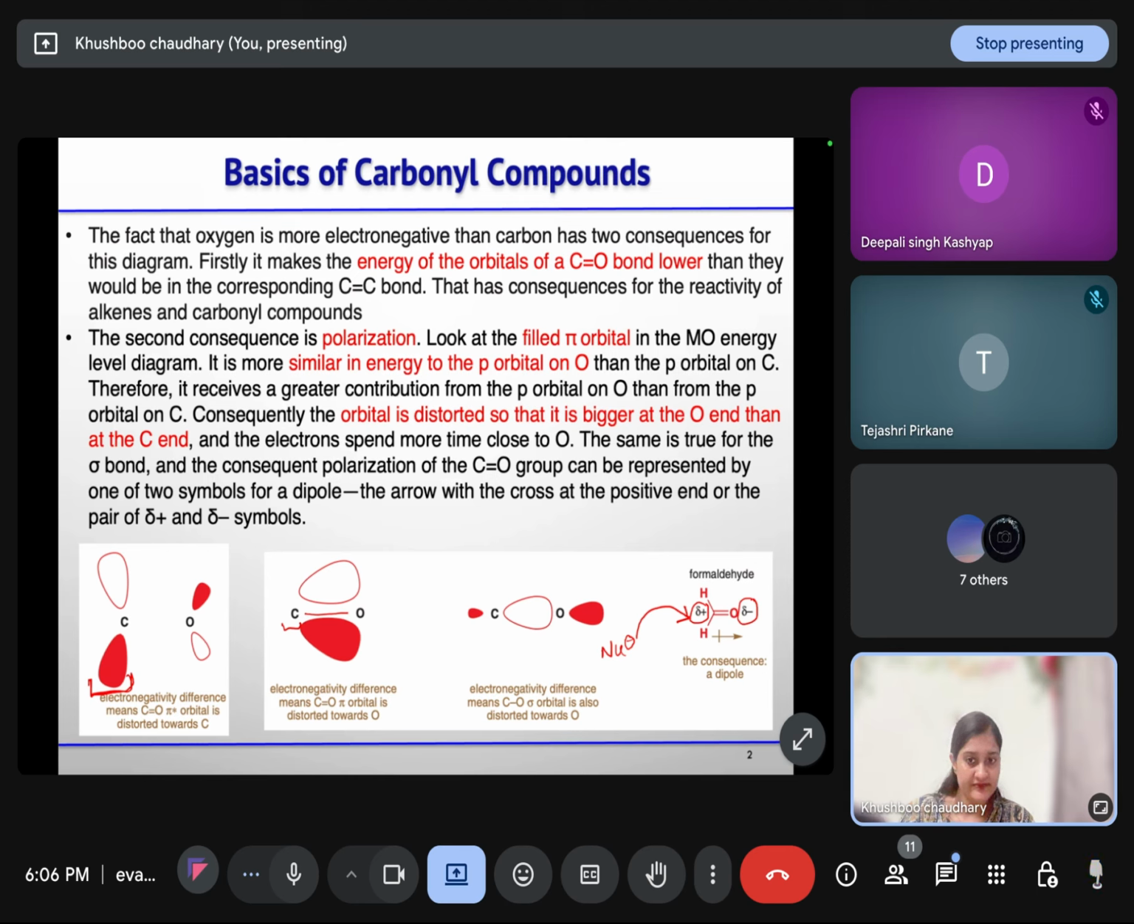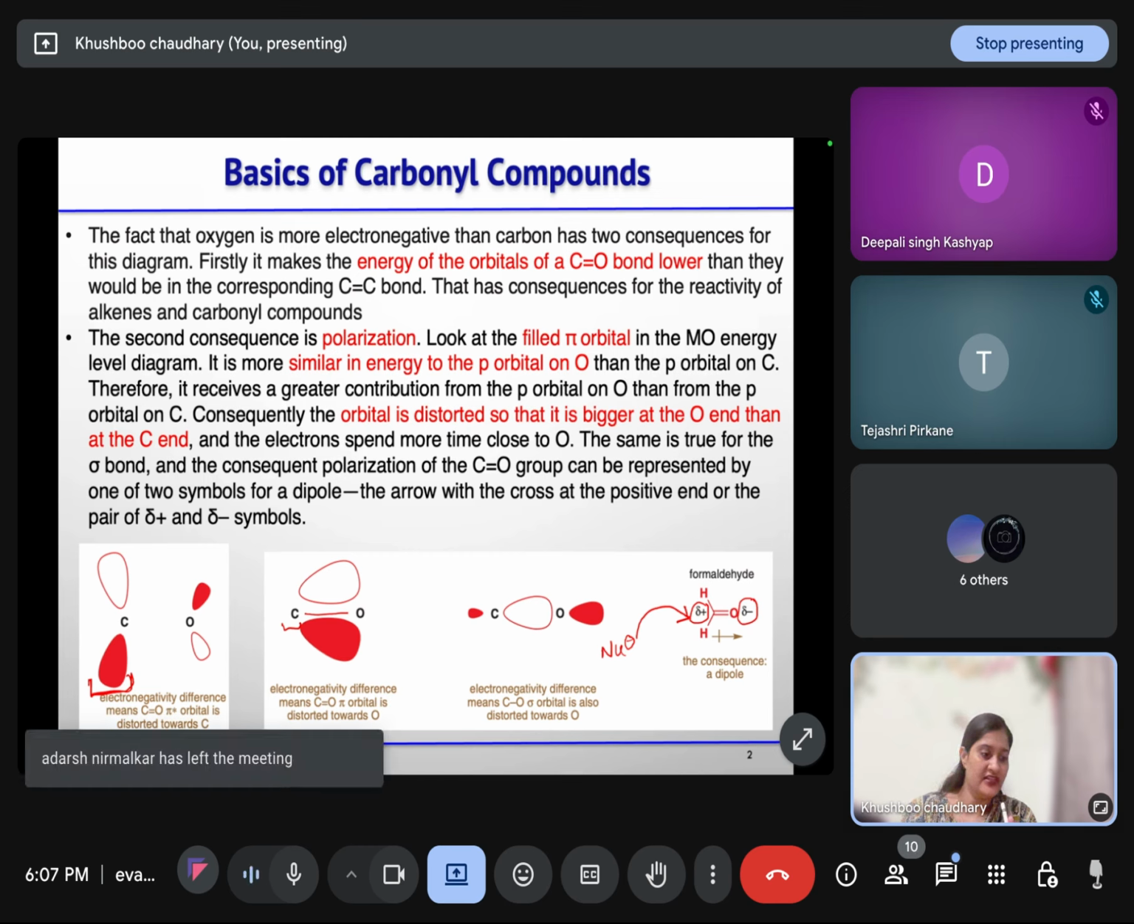Is this clear? Okay, so this polarization is occurring, and the attack of the nucleophile occurs at the carbonyl carbon because of the partial charges that are generated in the carbonyl compound. Is this clear?